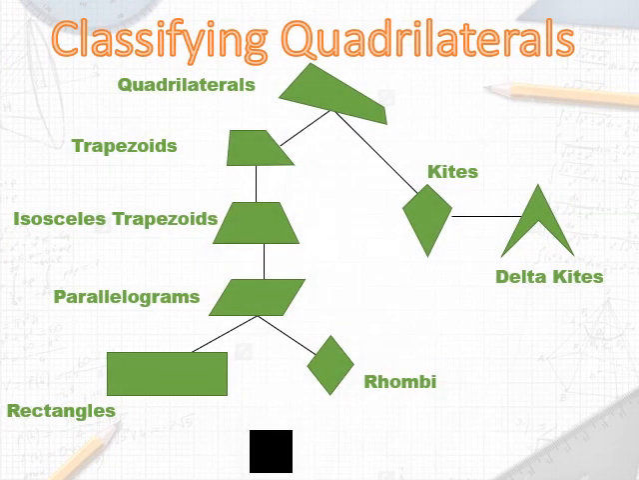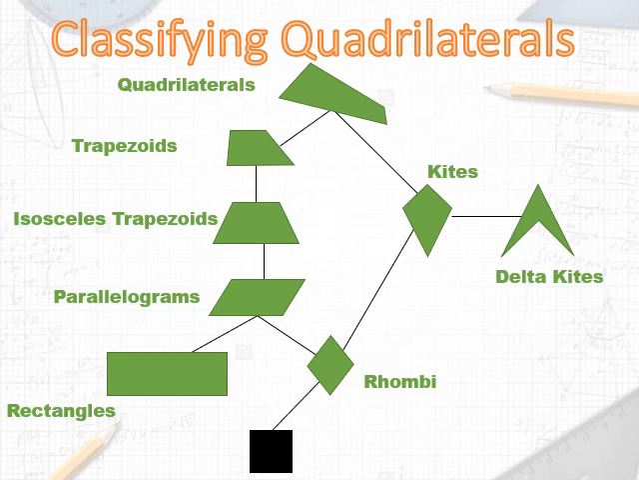Okay, so we've got our kites. And you can see now that rhombi is below kite, and we actually do draw a line connecting those. So a rhombus is a very particular type of kite. It is a kite where all four sides are congruent. So a rhombus is actually a subset of parallelograms and kites.